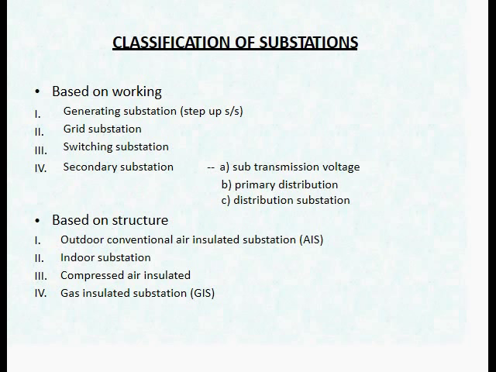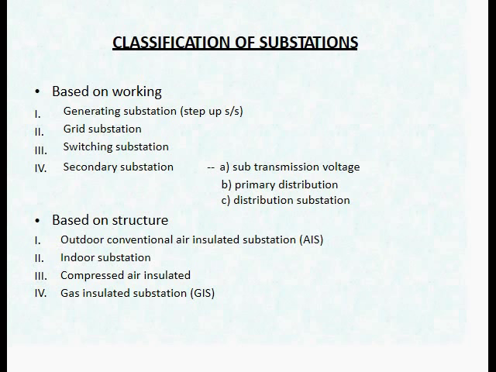Then comes the grid substation. A grid substation is the place where it is connected to the grid, that is 132 kV to 20 kV, or any type of voltage available in India. So it is called a grid substation. Then switching substation, and then secondary substation. Secondary substation is also divided into three categories: transmission voltage, primary distribution and distribution substation. I will discuss everything later, where I will discuss the substations only, not the equipments. Today our discussion is only on the equipment.